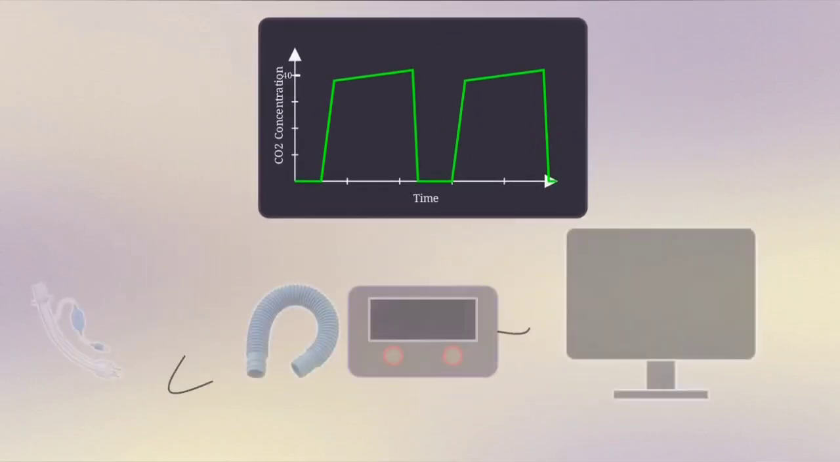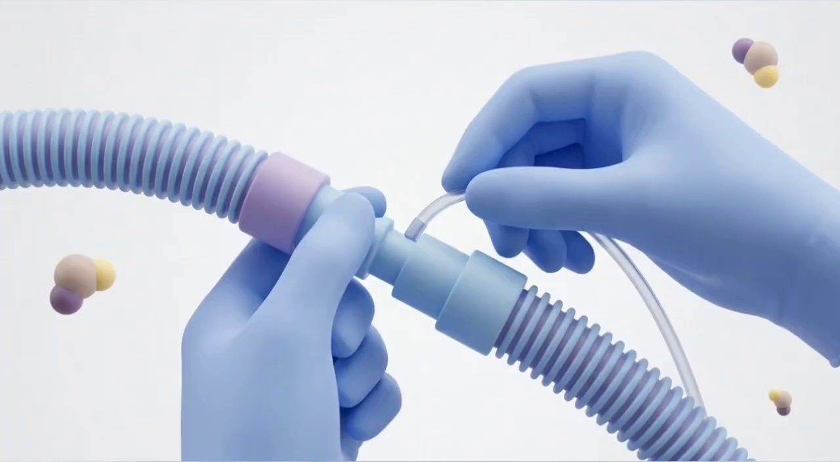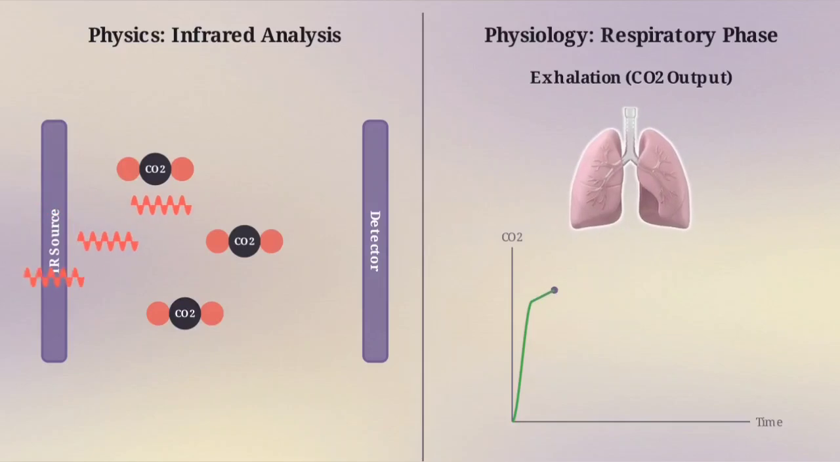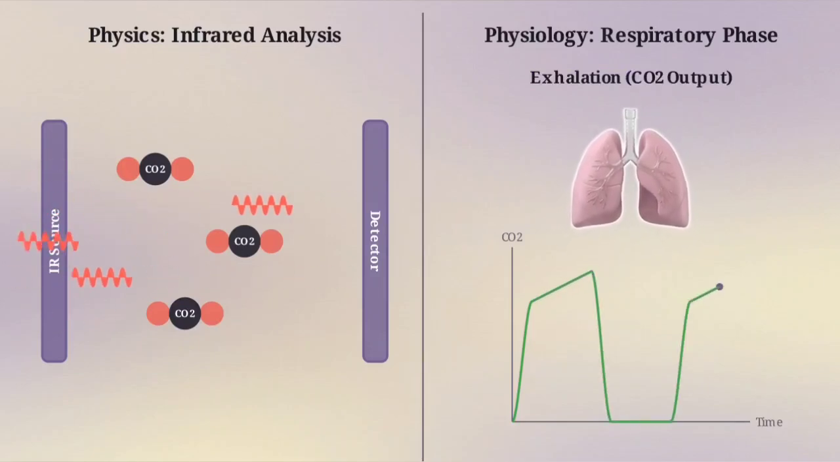To understand the data, we separate the equipment into 3 parts. First, the capnometer is the physical device calculating the numerical concentration. Next, the capnograph is the hardware generating the continuous waveform. Finally, the capnogram is the visual tracing displayed on the monitor. Interpreting these signals requires integrating the hardware that captures the gas, the physics that analyze it, and the underlying patient physiology that shapes the resulting waveform.